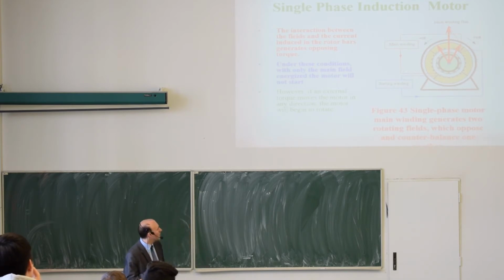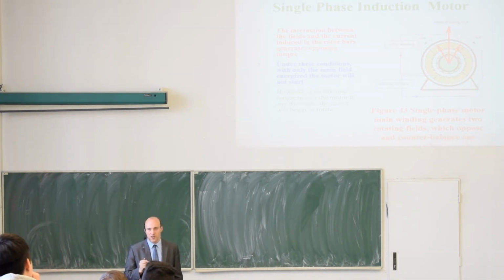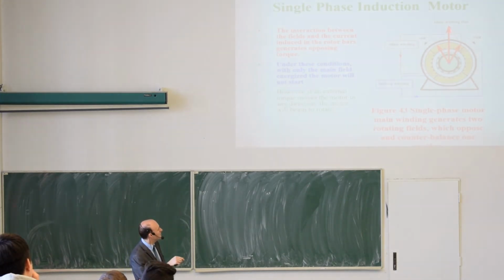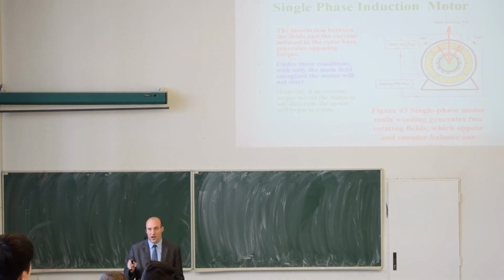So I now have two currents. One is powered directly through the main winding that's coming from the power network. The other one is coming also from the power network, but it's coming through a capacitor. It means it's phase shifted. And I'm adding two magnetic fields that are now phase shifted. So here I have this main magnetic flux plus the starting winding magnetic flux. And this will create a rotating magnetic field as well.